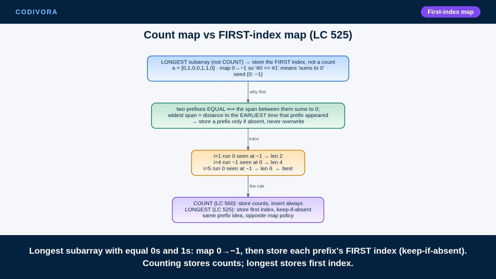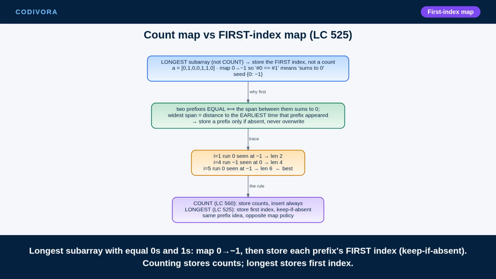Here is a distinction that trips up almost everyone. Subarray-sum-equals-K counts subarrays, so its map stores how many times each prefix appeared. But when the question asks for the longest subarray, 2 things flip. Take longest subarray with equal numbers of zeros and ones. First, turn every 0 into -1. So equal zeros and ones now means the subarray sums to 0, which happens exactly when 2 prefixes are equal.